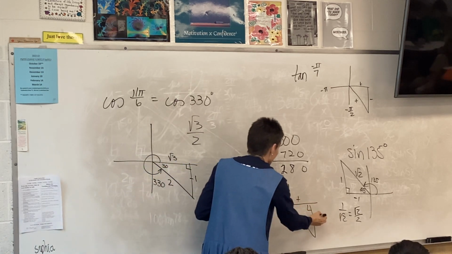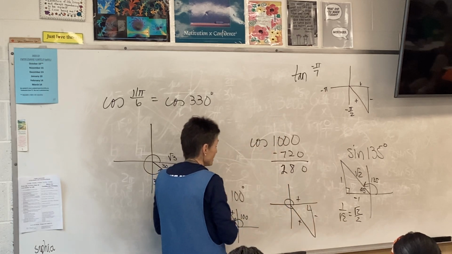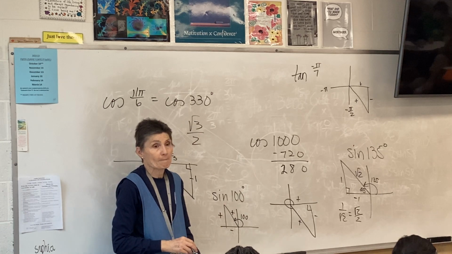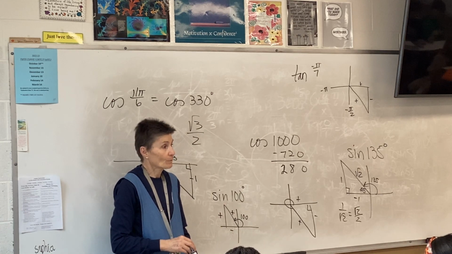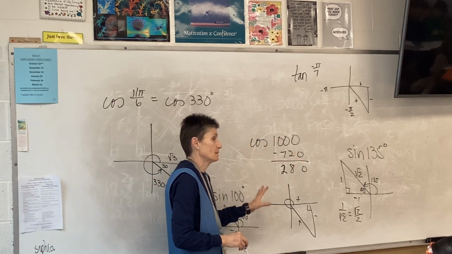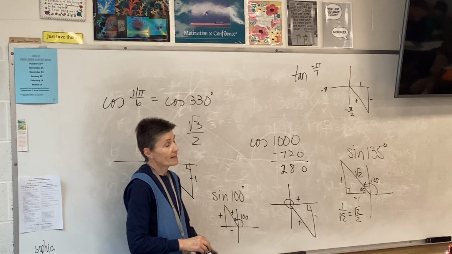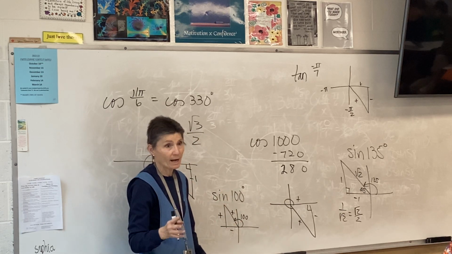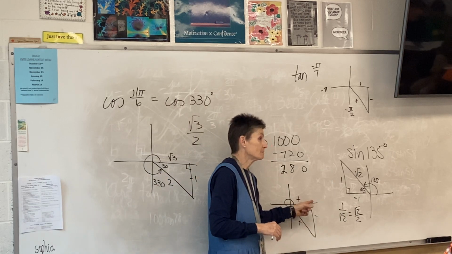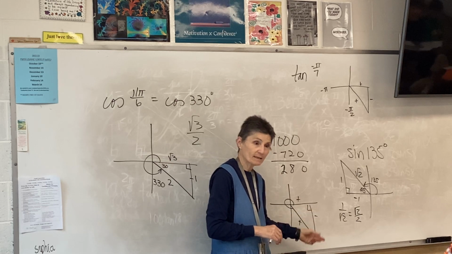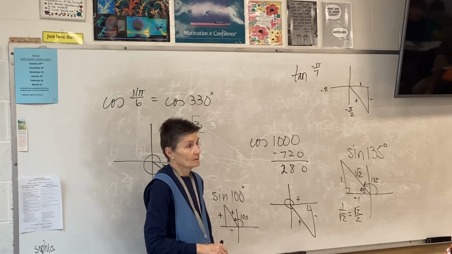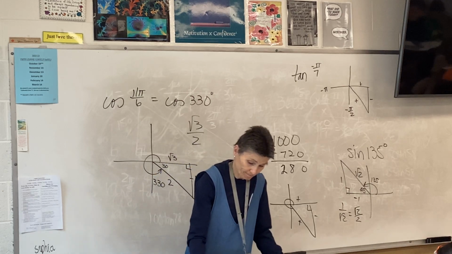So positive, negative, positive. I want cosine. Cosine is adjacent over hypotenuse, positive. Right? Another way to think about those problems is cosine is always x, sine is always y. So if you are in quadrant 4, x is positive, cosine is positive then. Y is negative, sine is negative. Cosine's x, sine is y. All right, what else?